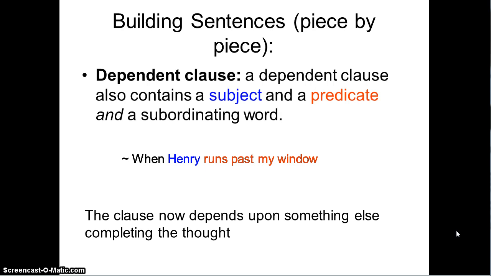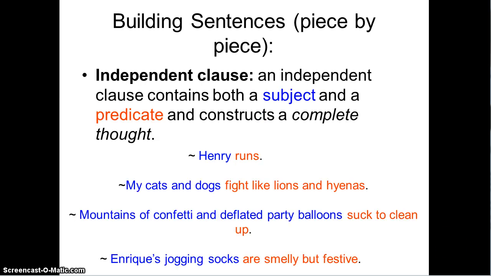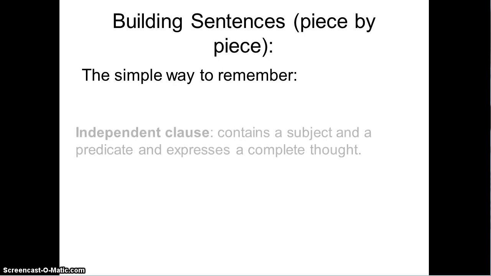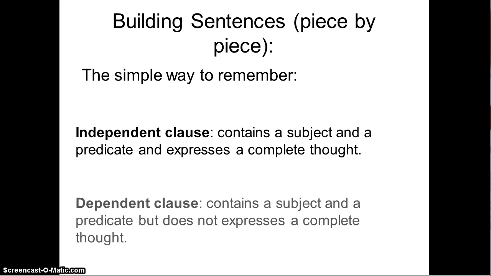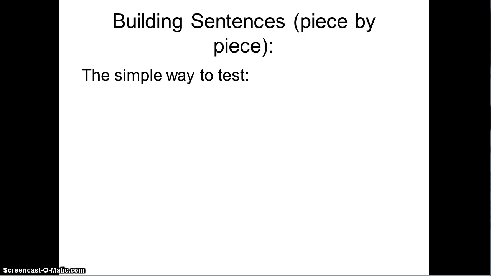So a dependent clause is a clause that, like an independent clause, includes a subject and predicate, but it also includes a subordinating word. An independent clause is also a clause with a subject and a predicate, but it does not depend on anything to complete it. It completes its own thought. Here's a simple way to remember. An independent clause contains a subject and a predicate and expresses a complete thought. A dependent clause also contains a subject and a predicate, but does not express a complete thought. This idea of complete thought is still pretty tricky in my experience. So here is a simple way to test for this concept of completeness.